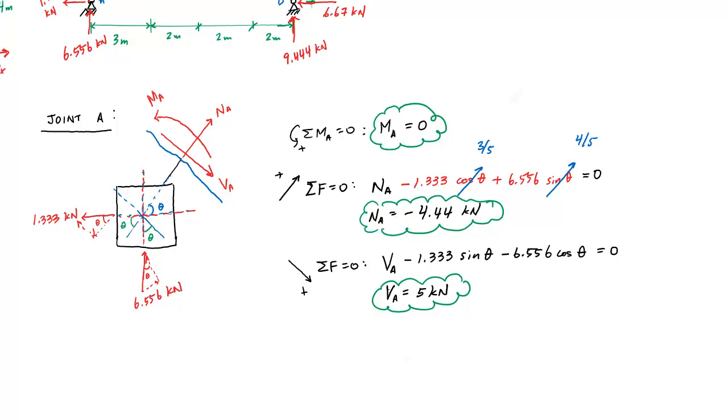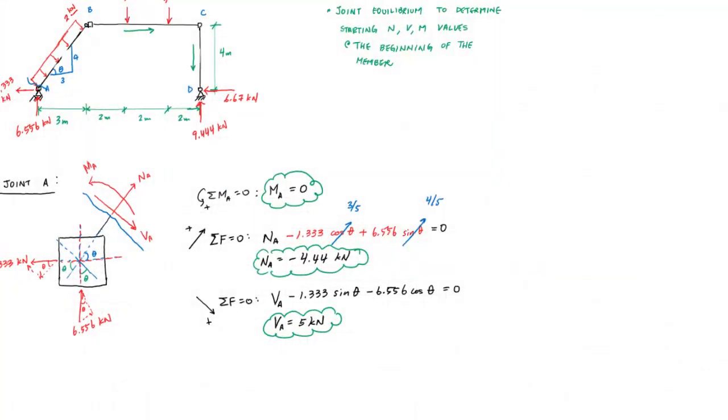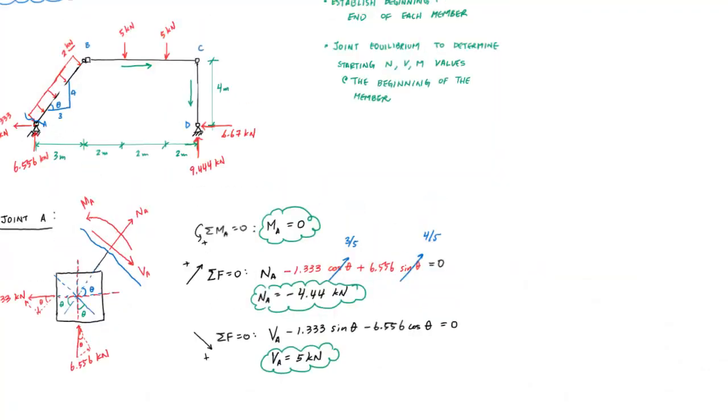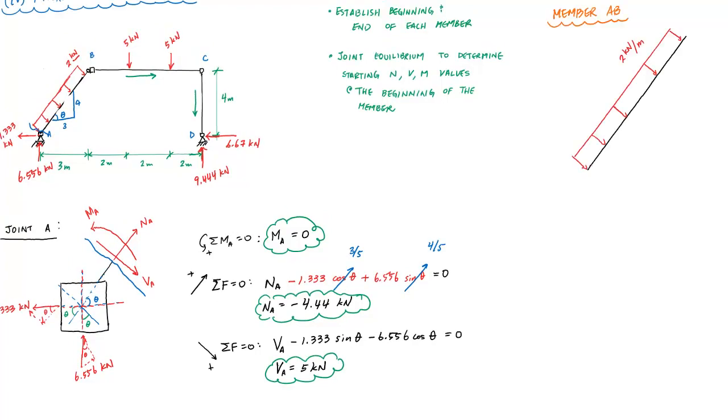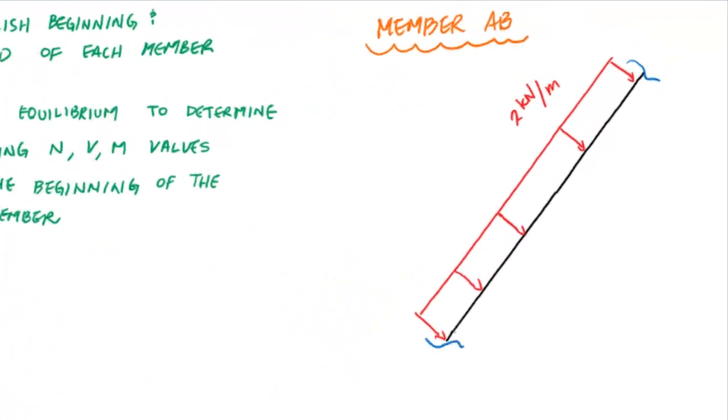So for member AB, the way that we would interpret this, check this out. I've used joint equilibrium to figure out my starting internal loading values. And so if you can imagine here, if I look at member AB as if I cut it out. So here I cut it out, like this. So I have cuts here and here, like that.